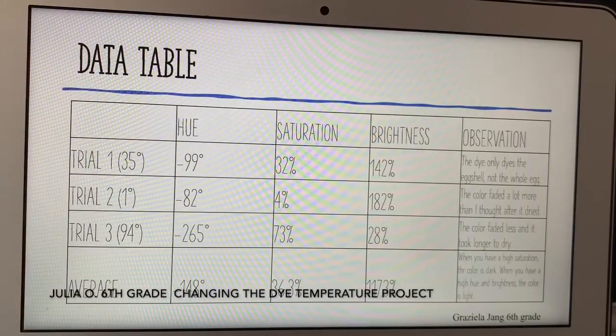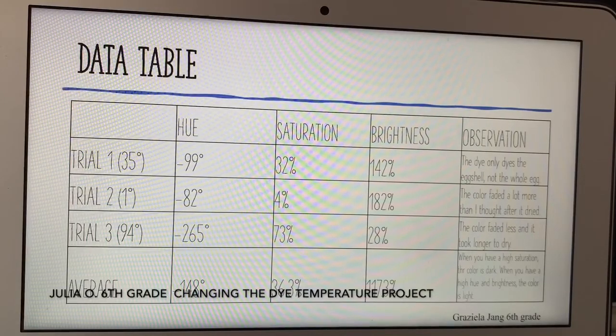This is our data table. As you can see, the third trial is the lowest in hue, the highest in saturation, and the lowest in brightness, which means that it was the most pigmented.